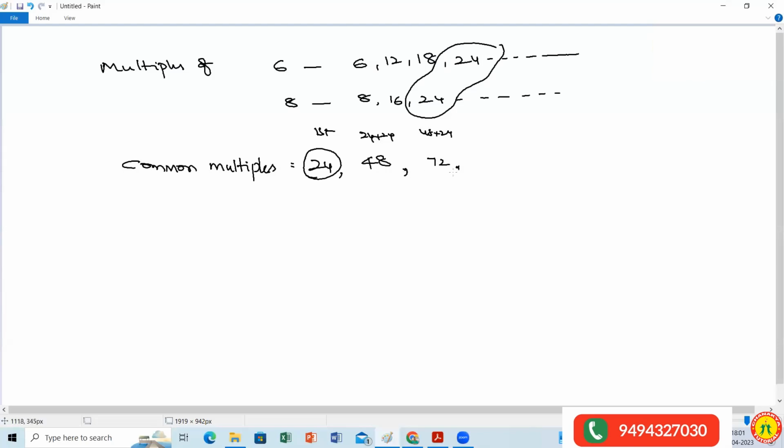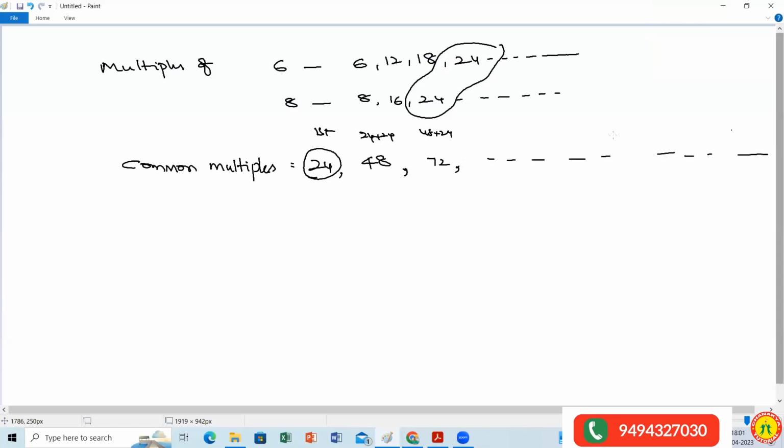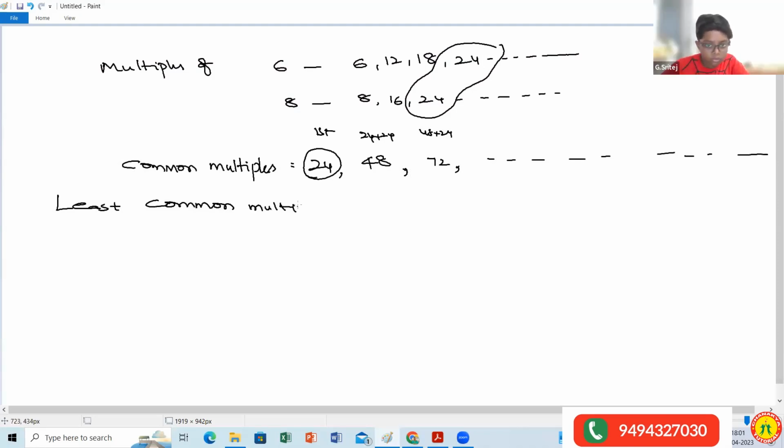Next, 19, like that we can continuously write. Now, what is the least common multiple? Our question is the least common multiple. There are many multiples. The least one is 24. Yes, the least common multiple, we can call it in short form LCM.